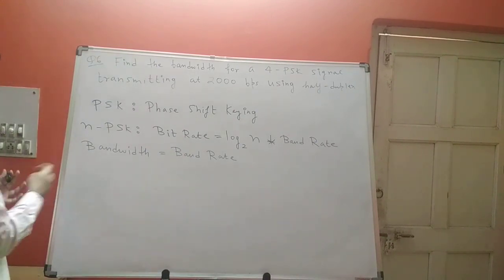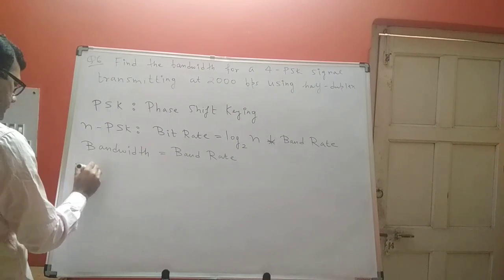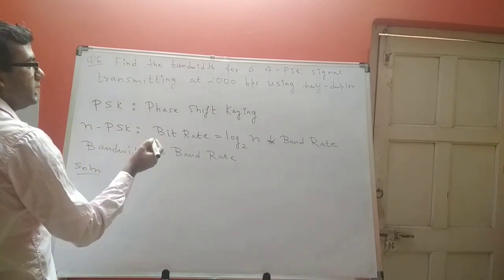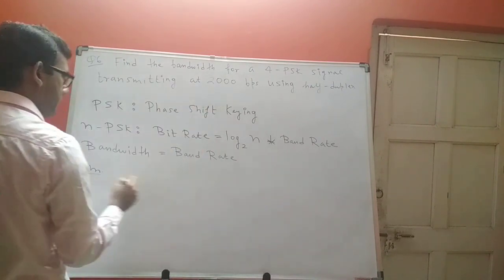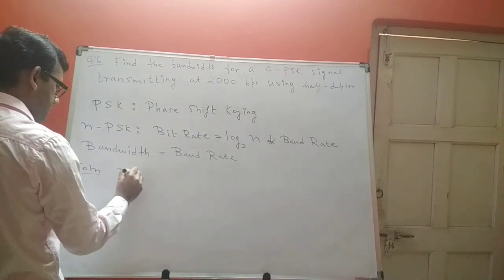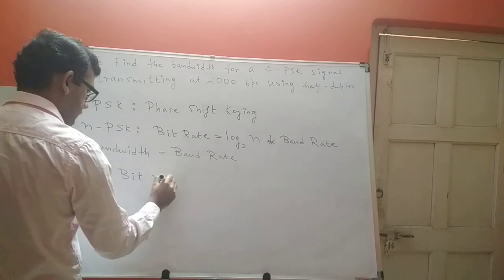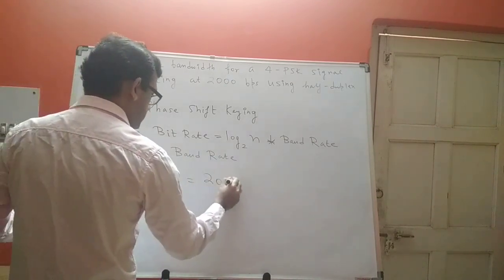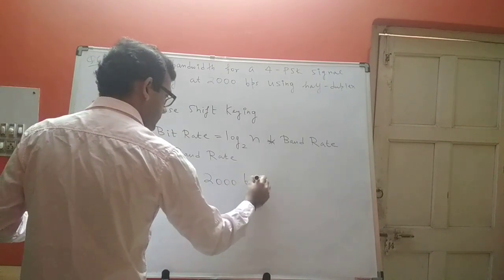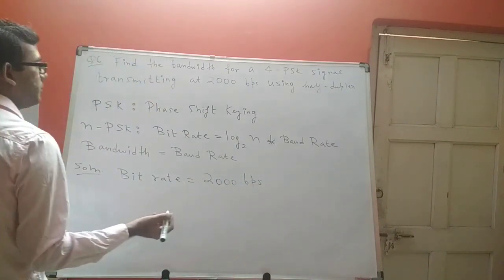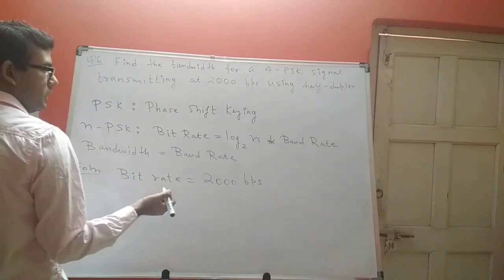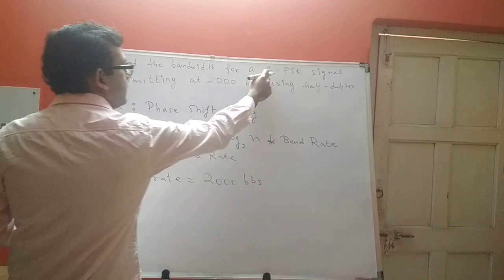Yeah, so let's see how this turns out. Here we have been given the bit rate. The bit rate has been given to us as 2000, so the bit rate is 2000 bits per second, and it has also been mentioned that it's a half duplex system. Along with this, we have been given a 4 PSK system.